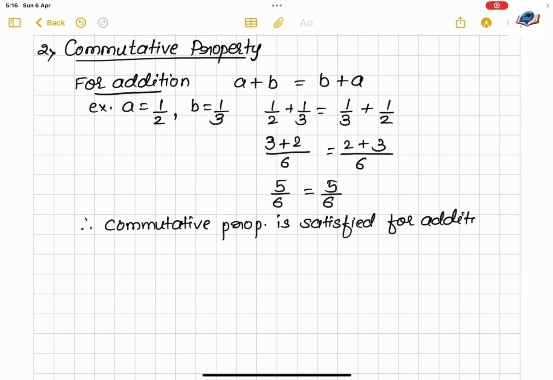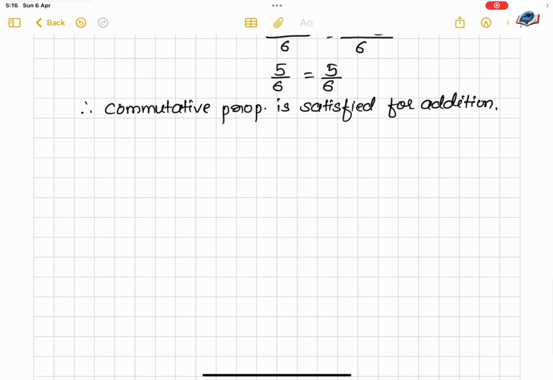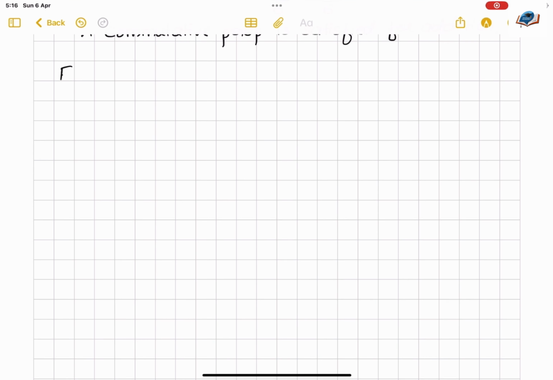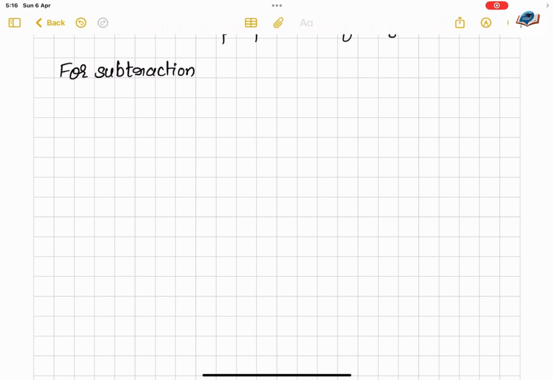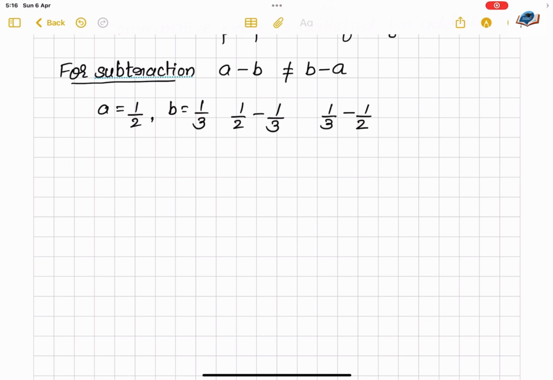Now same way if I try for subtraction, so according to the method it says A minus B should be equal to B minus A. But this won't be possible anytime, so it won't be satisfied. Now again A equal to 1 by 2 and B equal to 1 by 3. So here I will have 1 by 2 minus 1 by 3. Here I will have 1 by 3 minus 1 by 2. So they are not equal.